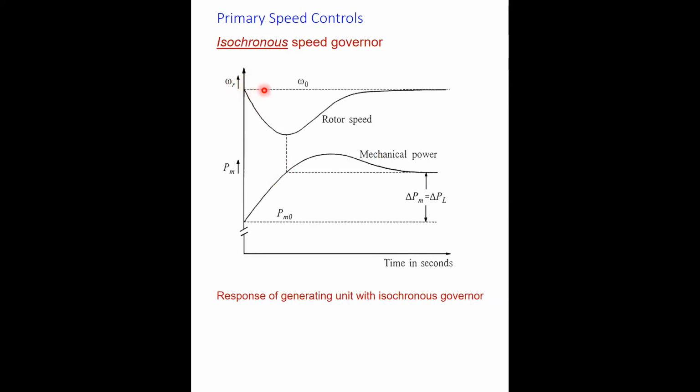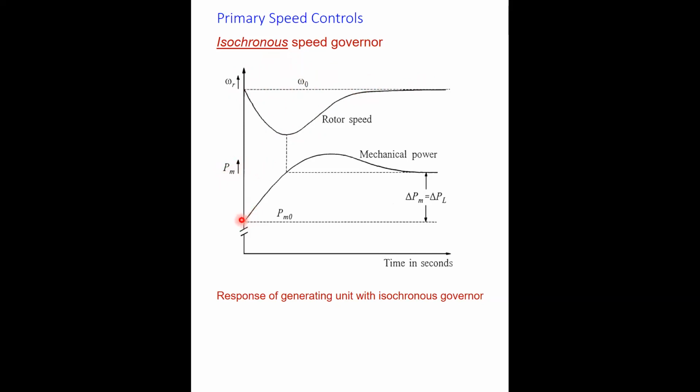Whenever you have a load increase, the frequency drops here. But because of the proportional and the integral controller, the rotor speed is restored back to the nominal value. And since you had the load increase, the turbine power should also increase. And in that case, this is the turbine power.